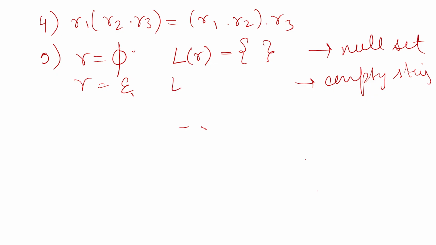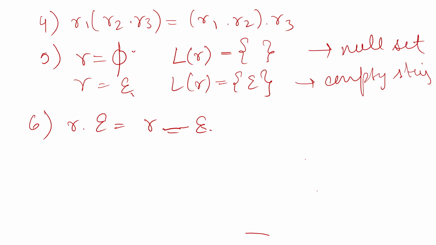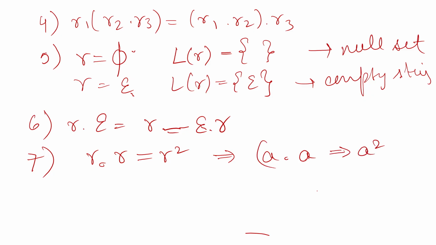So now, the language of an empty string is itself an empty string. Then we can say R into epsilon is equal to R is equal to epsilon into R. The seventh identity we'll do is R into R is equal to R square. Let's take an example. A into A is similar to A square.